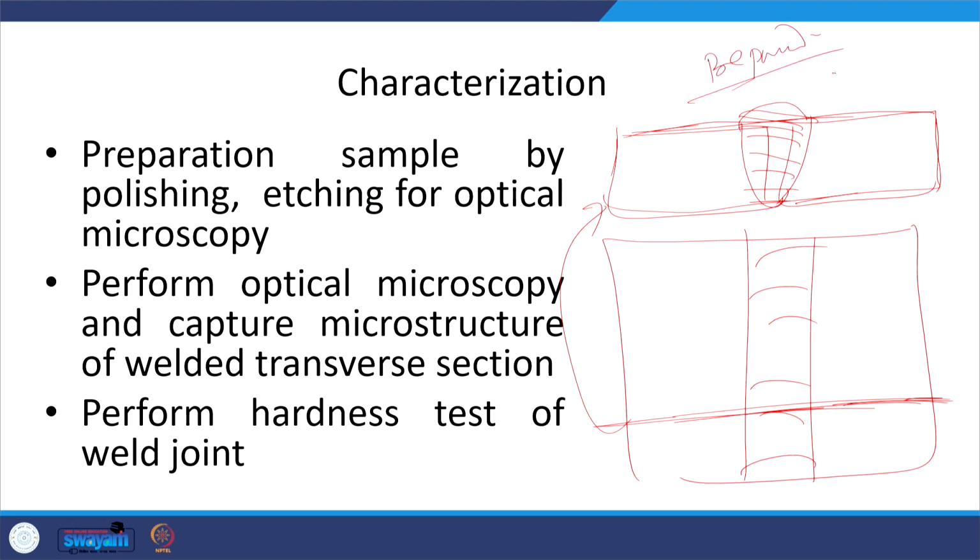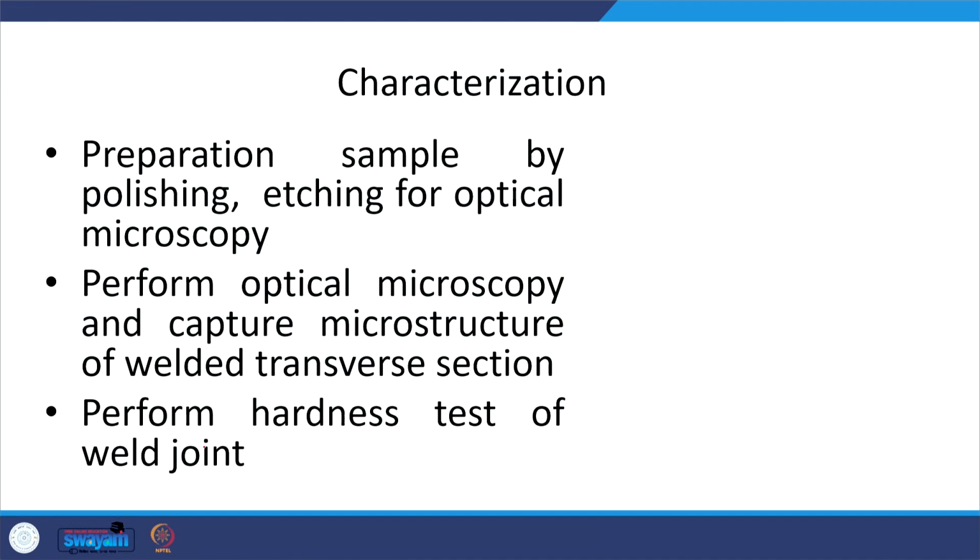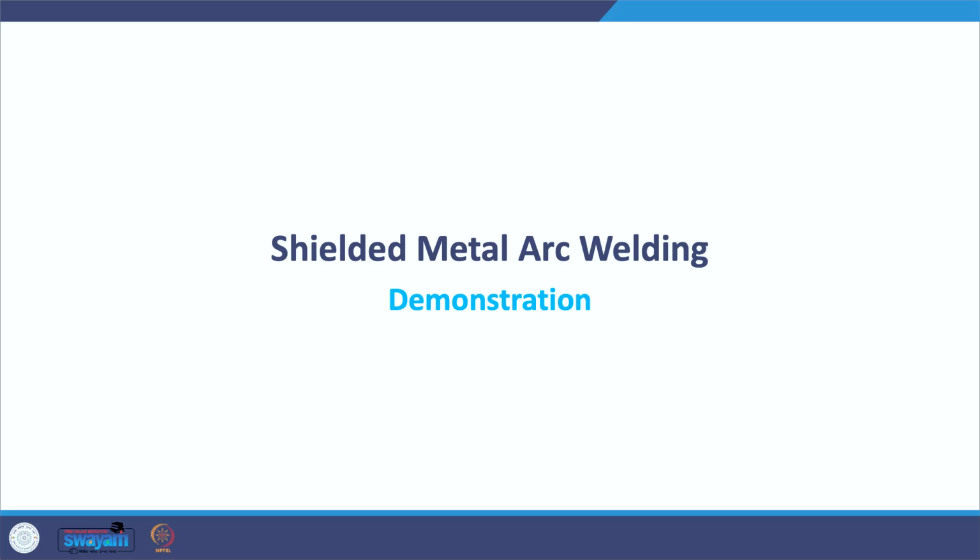How is it prepared? After cutting, we have to do the grinding, then polishing and then etching. So, the preparation of samples is by grinding first, then polishing, then etching. This is done for the hardness testing as well as for the microscopy, optical microscopy. So, optical microscopy is performed to capture the microstructure of the welded transverse section of the joint, and then the hardness profile of the weld joint is developed. Now, we will see how the actual welding systems look like and how the welding is performed in the following section.